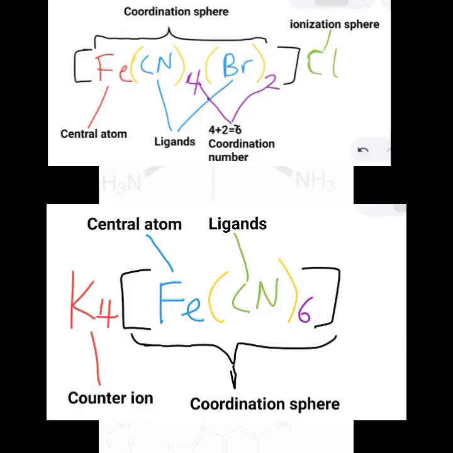Basically, a coordination compound is made up of the coordination sphere and the ionization sphere. Now, the coordination sphere consists of the central metal ion or atom and its attached ligands, while the ionization sphere consists of the ionic species. Now, the total number of ligands will give us the what? Will give us the coordination number.